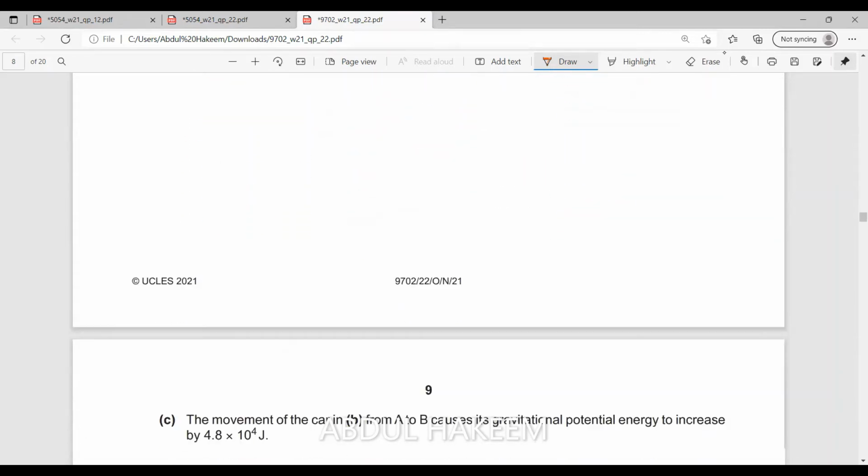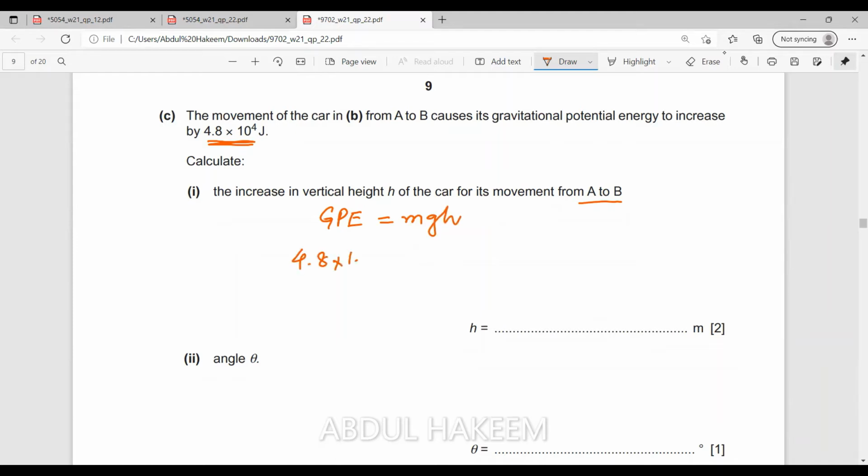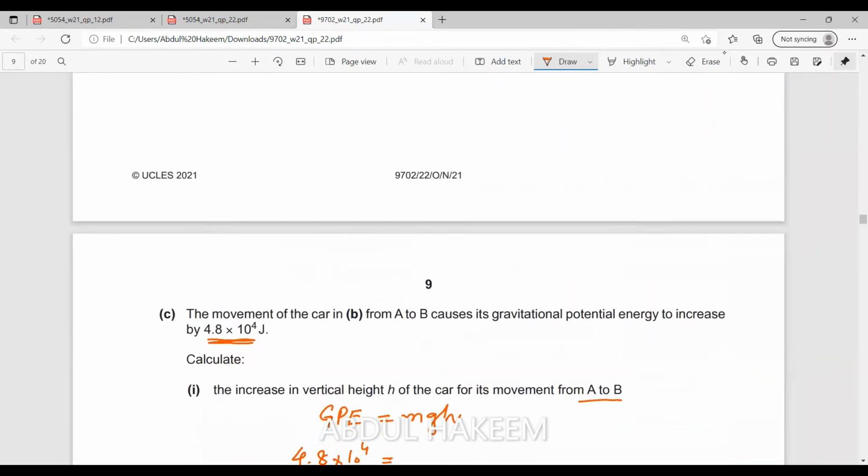Now the next part is the movement of the car from A to B causes its gravitational potential energy to increase by 4.8 into 10 power 4 joule. Calculate the increase in the vertical height of the car from A to B. So gravitational potential energy is equal to mgh. So 4.8 into 10 power 4 and the mass is given.